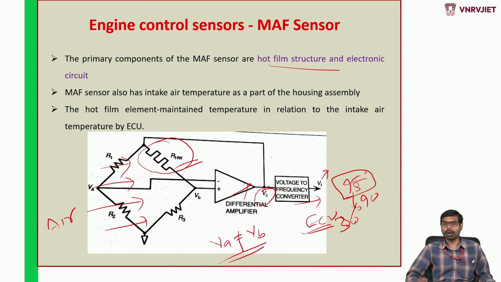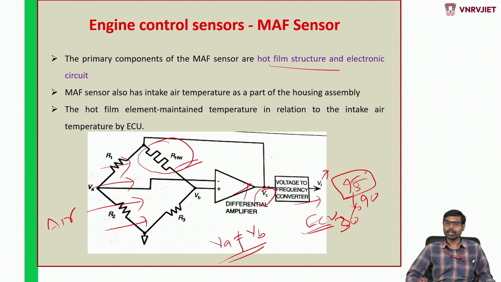Once the engine starts, based on the airflow rate, at whatever condition the engine is running, the temperature will vary, and the voltage difference, or the imbalance in the Wheatstone bridge, causes generation of a particular voltage VC. That is amplified after the Wheatstone bridge, then the VC will be communicated to the ECU. That's how you can understand this particular MAF sensor working.